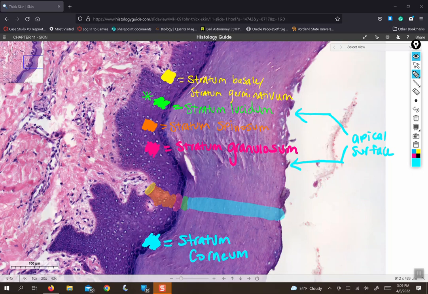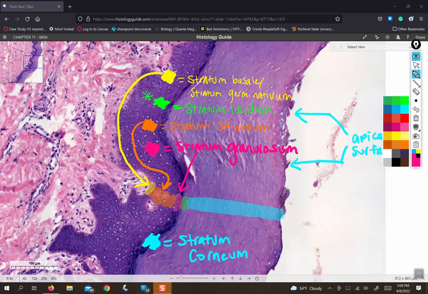So notice these are color-coded according to these stripes. So I'm just going to indicate these once again. And I didn't exactly do them in order. That's not important. What is important is that you are able to identify each layer.